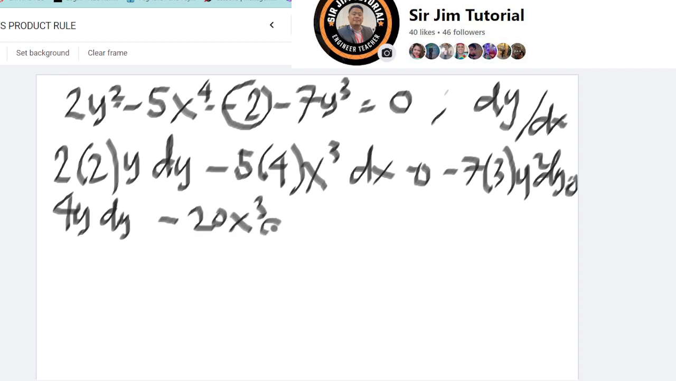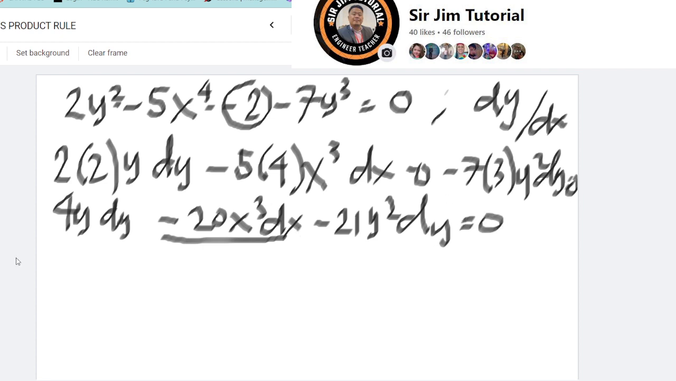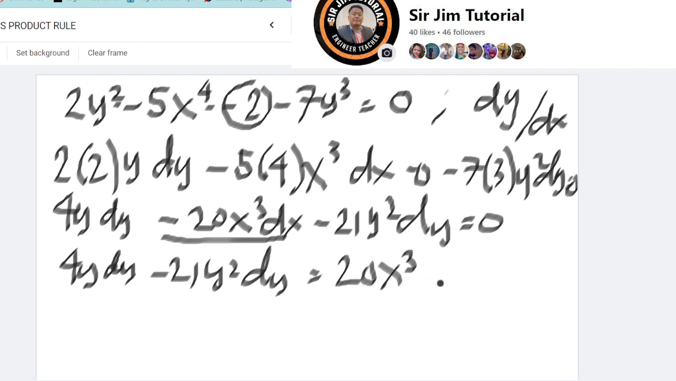So simplify, you have here 4y dy, and then this one is 20x cubed dx, and for 0, then you have 7 times 3 is 21y squared dy. We can group dy and then dx. So this one, if we move it, since this is equal to 0, to the right it becomes positive. So you have here 4y dy, and then minus 21y squared dy. This one, moved to the right, becomes positive 20x cubed dx. Factor out dy, of course, you can have this.